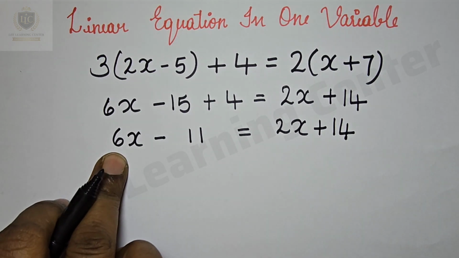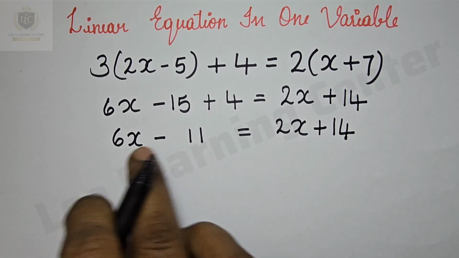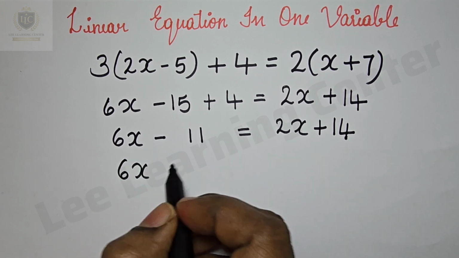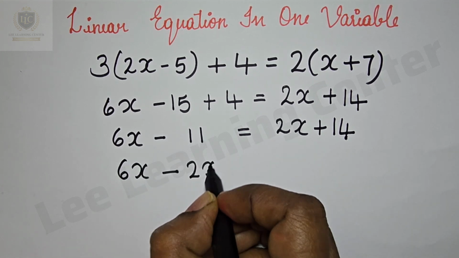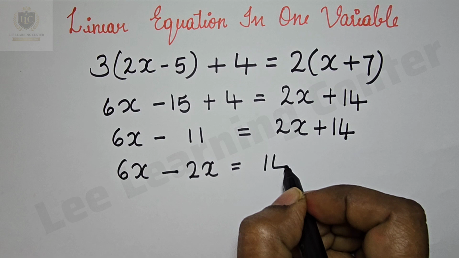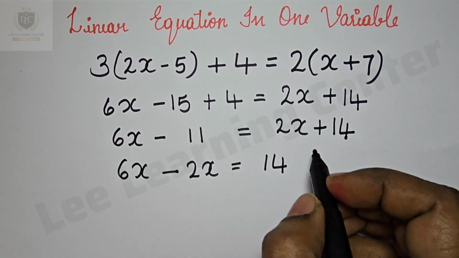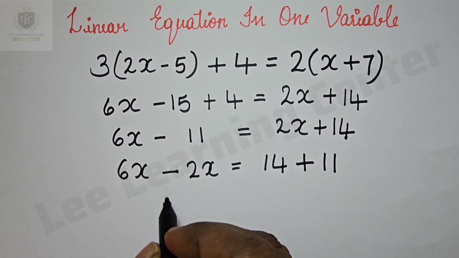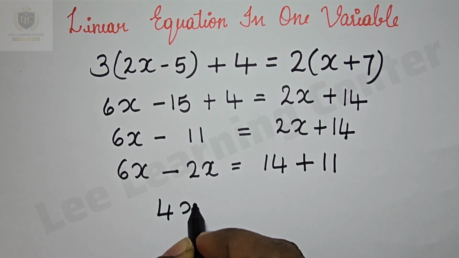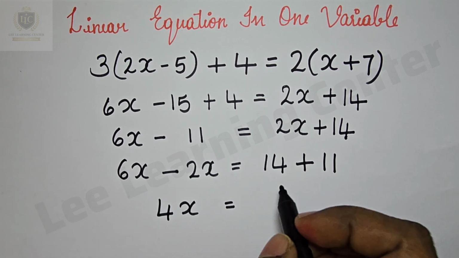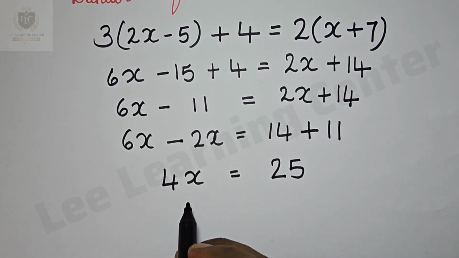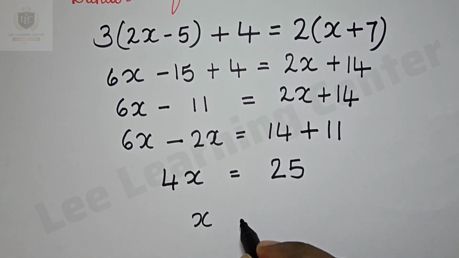Then here we have a variable and on the right hand side we have another variable. So 6x, 2x is coming to the left hand side, so plus becomes minus. Then 14 as it is, minus 11 goes to the right hand side which becomes plus. Then 6x minus 2x is 4x is equal to 14 plus 11 is 25. Now we are left with 4x is equal to 25.